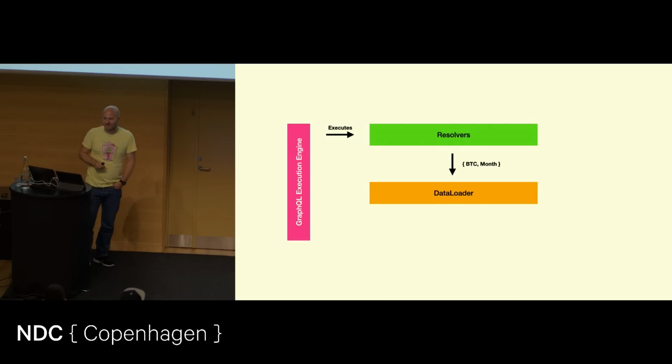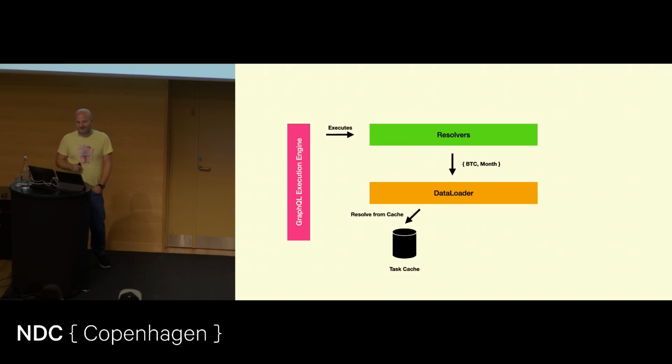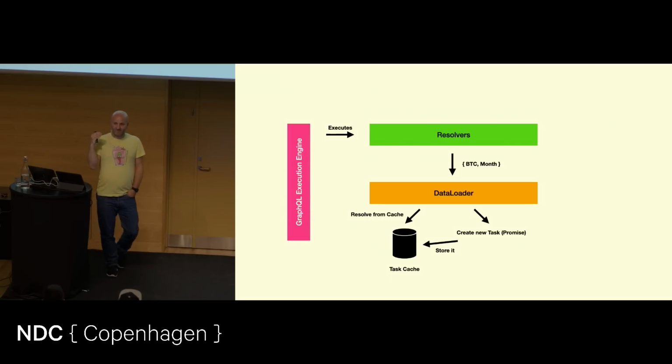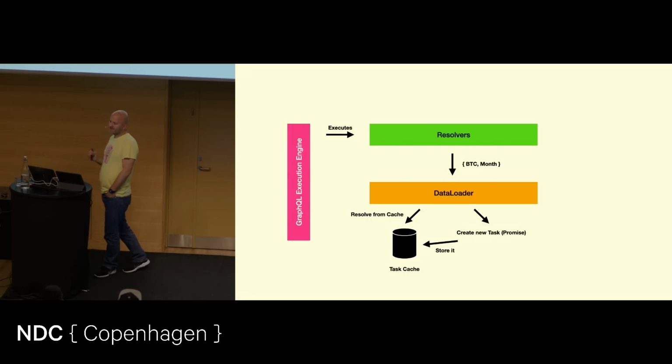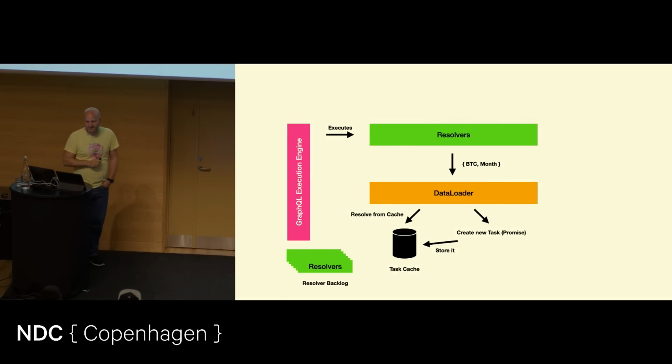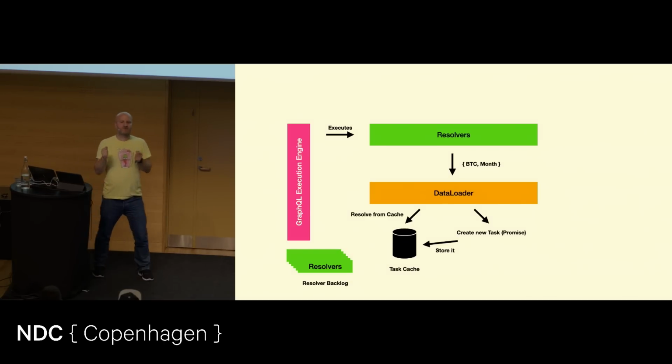And what happens here is when our resolver asks our data loader to fetch the price change for our cryptocurrency from that REST service, we would ask the task cache of the data loader, kind of a promise cache, to give us a promise for this data. If it doesn't have a promise for this data in its cache, it will create a new one, and then we would wait for the data.